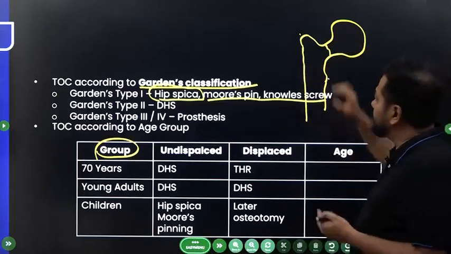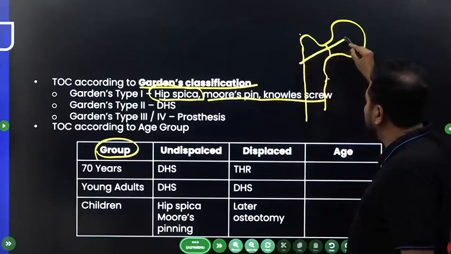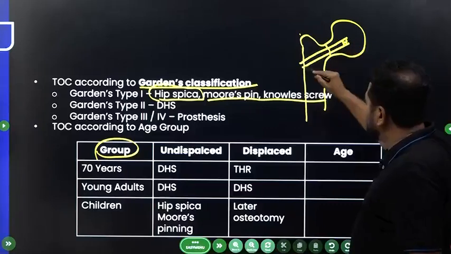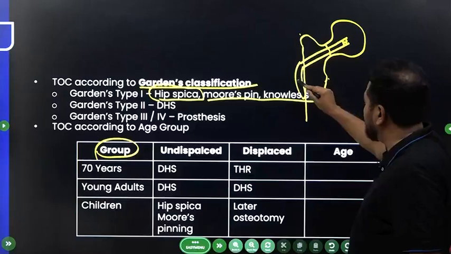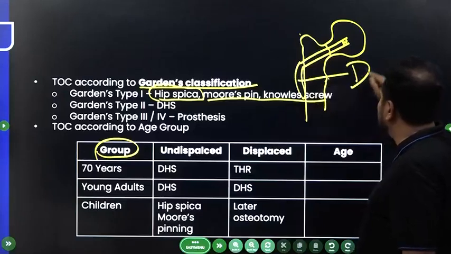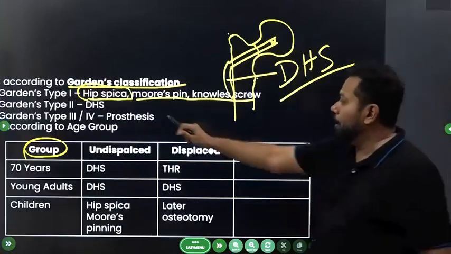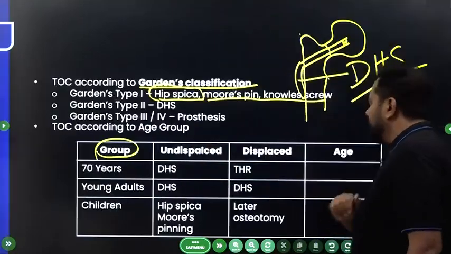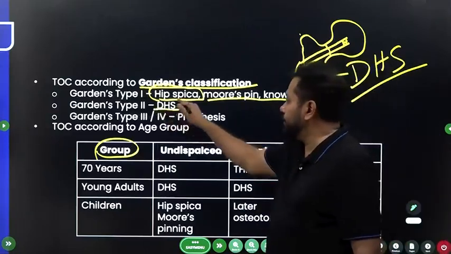I try to preserve this head by putting a screw here, and fixing the screw with a plate in the shaft of the femur. This is called dynamic hip screw, DHS. So for Gordon's type 2, the treatment of choice is dynamic hip screw.